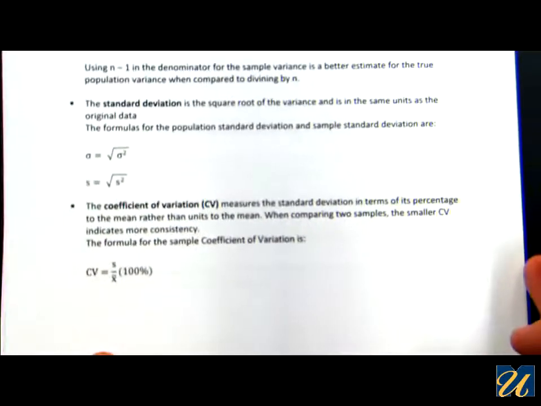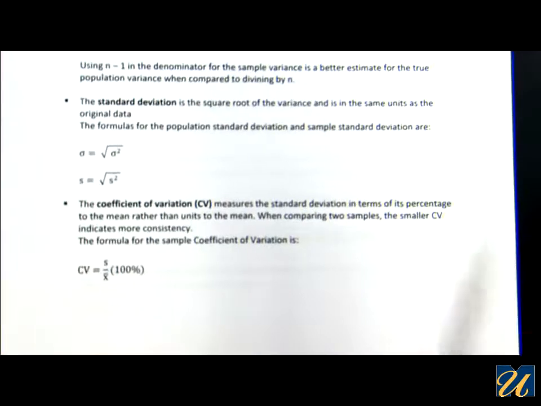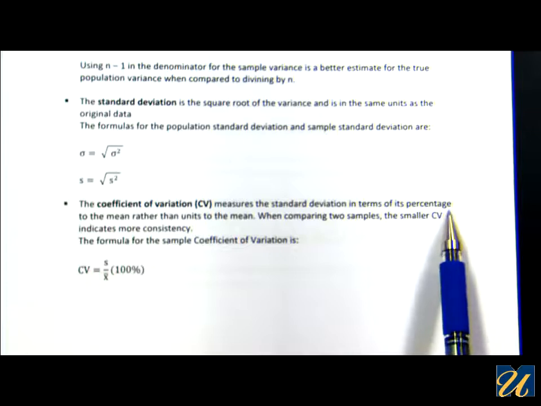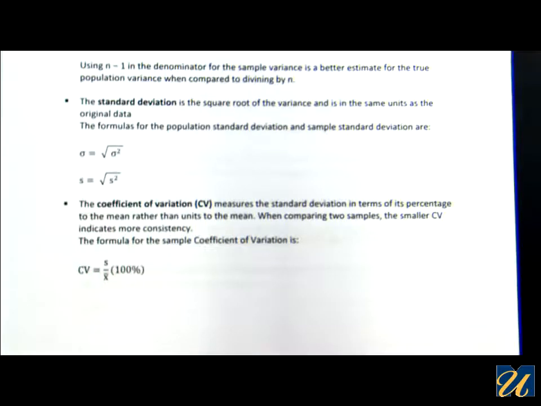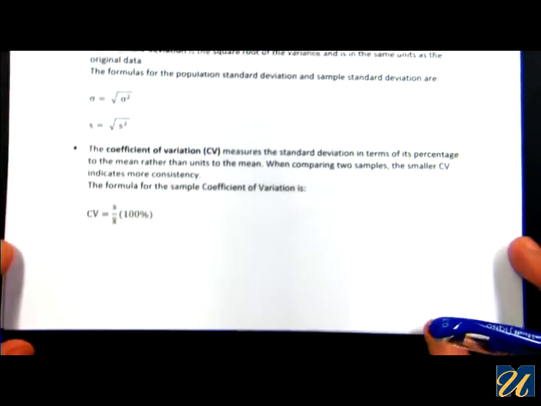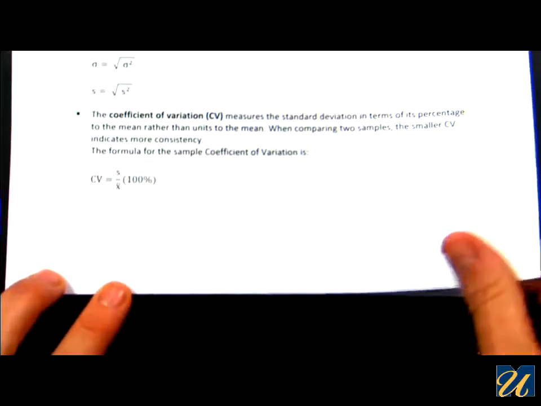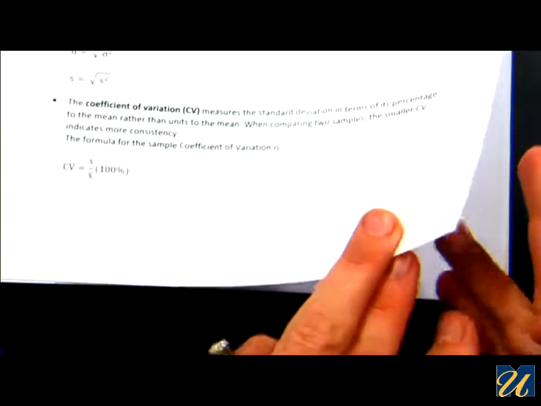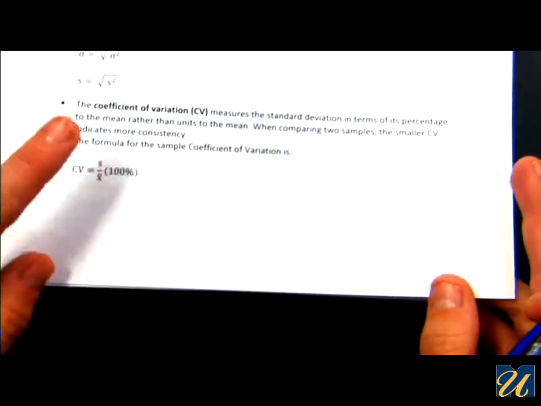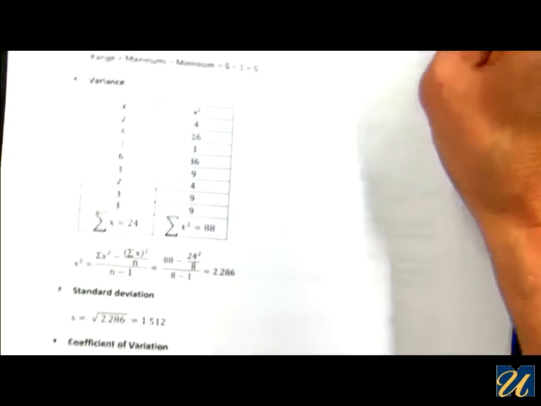When we talk about the coefficient of variation, the coefficient of variation measures the standard deviation in terms of its percentage to the mean rather than units to the mean. When comparing two samples, the smaller coefficient of variation indicates more consistency, less spread from the mean, basically. The formula for the sample coefficient of variation is S over X bar times 100%. It's always a percentage, and we calculate it by taking the standard deviation and dividing it by the average times 100%.